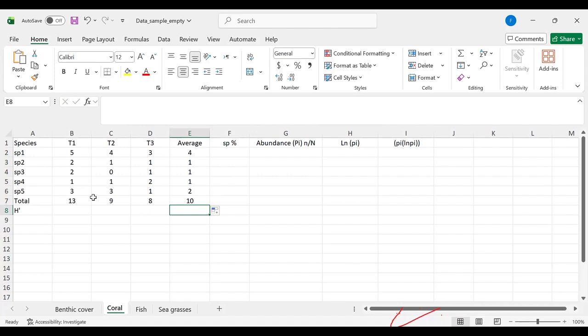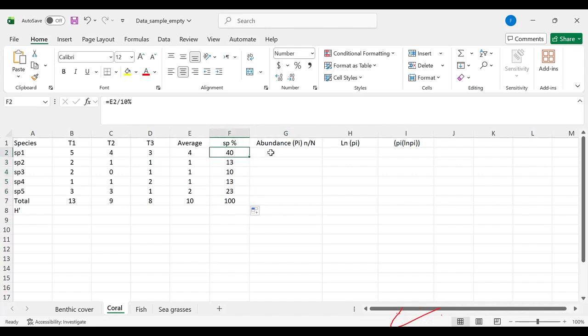We have here the total number. Yeah, this is the average of this one. So here percentage, so we have here equal this divided by 10, and percentage, and this. Okay, and here this should be total 100%, okay? So here we have species 1 more dominated, right?